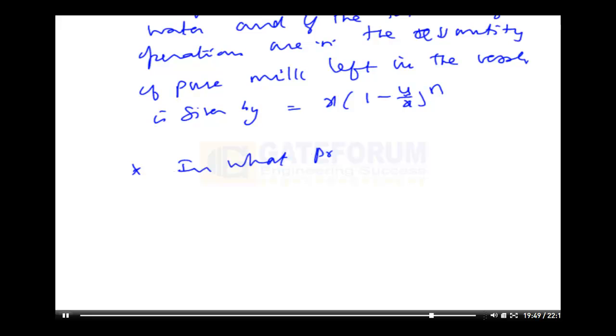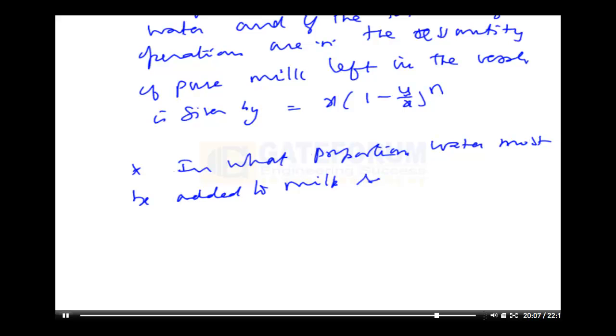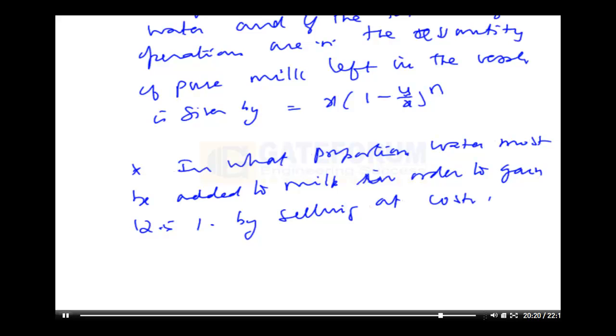In what proportion water must be added to milk in order to gain 12.5% by selling at cost price?